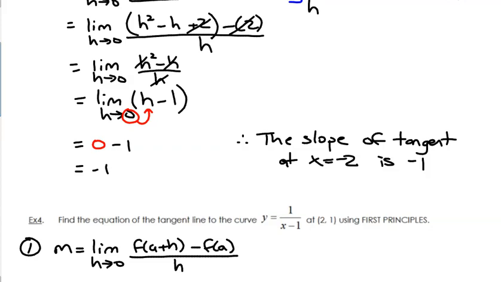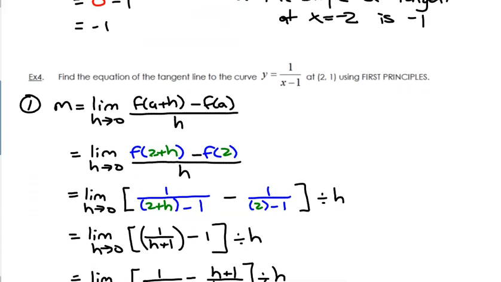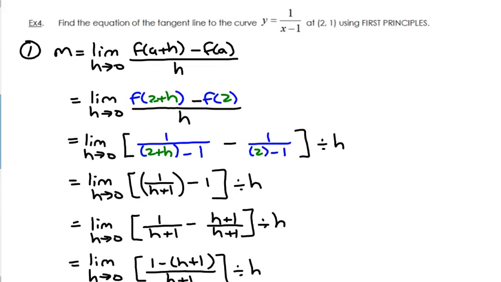All right, a couple more examples. This one's asking you for something different. So instead of asking you for the slope, they're actually asking you for the equation. And you know that the equation of a line should look like this. That tangent is a line. Our answer should look like this.